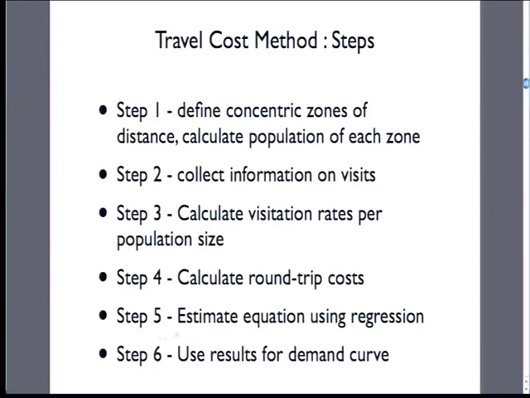Then we can calculate the number of visitors per the size of population, so per 1,000 people in that ring. And then step 4 was calculate the cost for each area. For each ring, we would have a different cost. And then we would estimate a demand based on this regression, minimizing the sum of squares. And we'll use those results to have a demand curve. And when we have a demand curve, we can go back to welfare analysis, showing how much this environmental asset is worth. And I will walk through these steps, so you'll see them again.